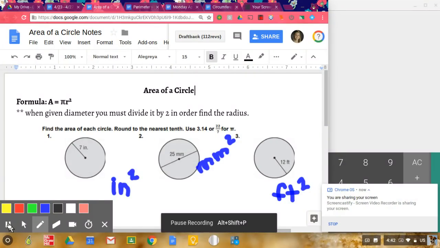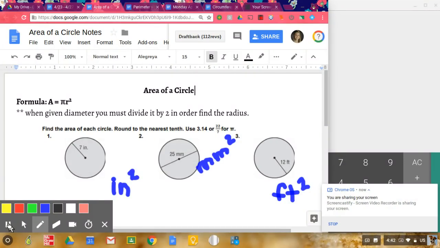These notes go over how to find the area of a circle. So we're no longer talking about perimeter. Now we're talking about the area, which is like everything in the middle. The formula that I'm going to give you is area equals pi r squared. So pi is still 3.14 and r still stands for radius.